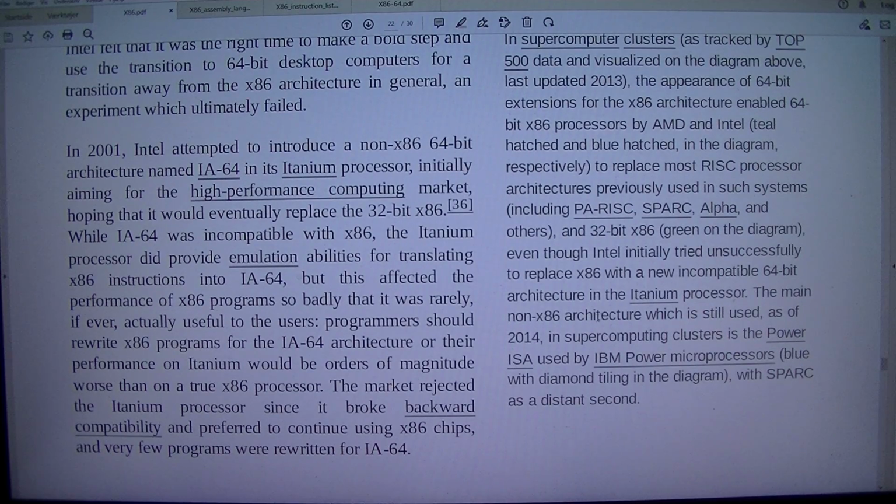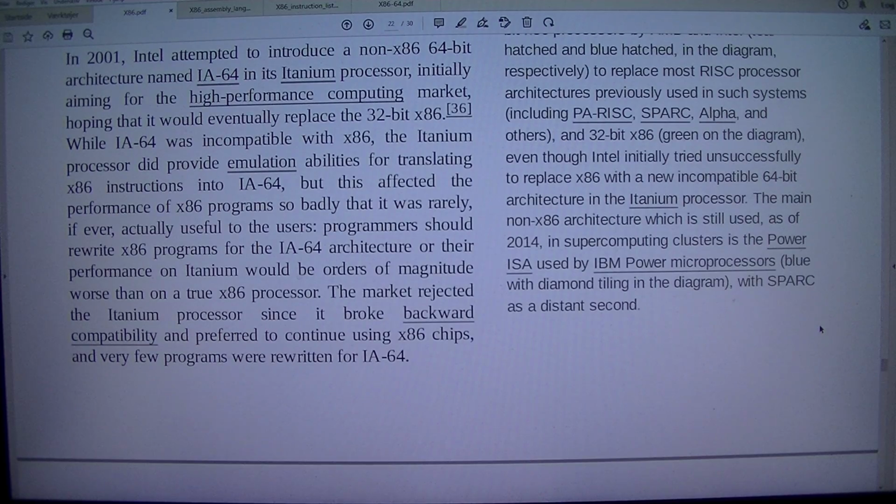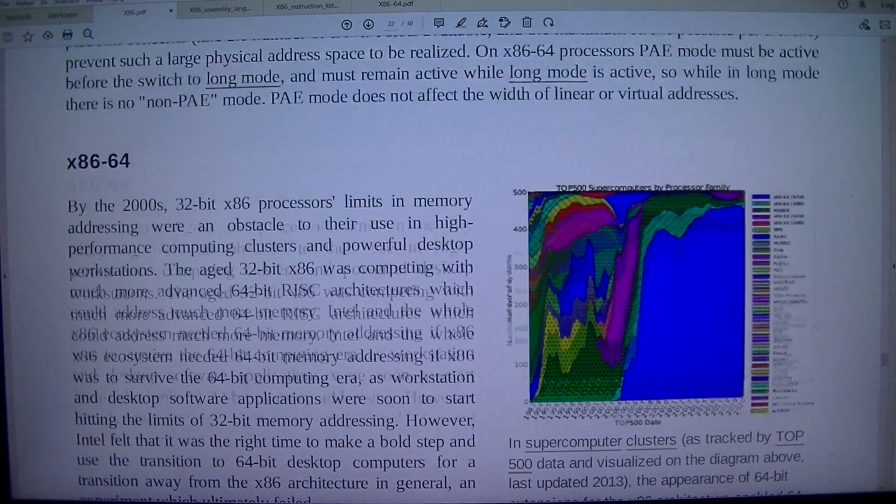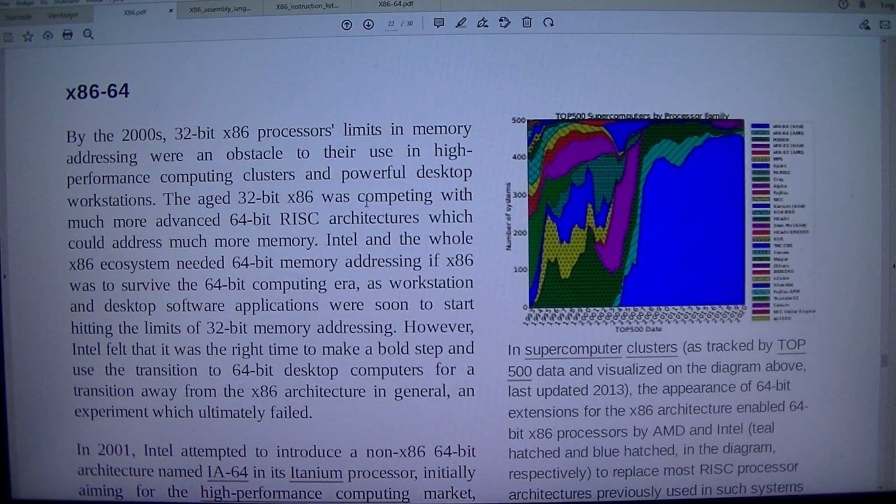The main non-x86 architecture, which is still used, as of 2014, in supercomputing clusters, is the PowerISA used by IBM Power microprocessors, blue with diamond tiling in the diagram, with SPARC a distant second.